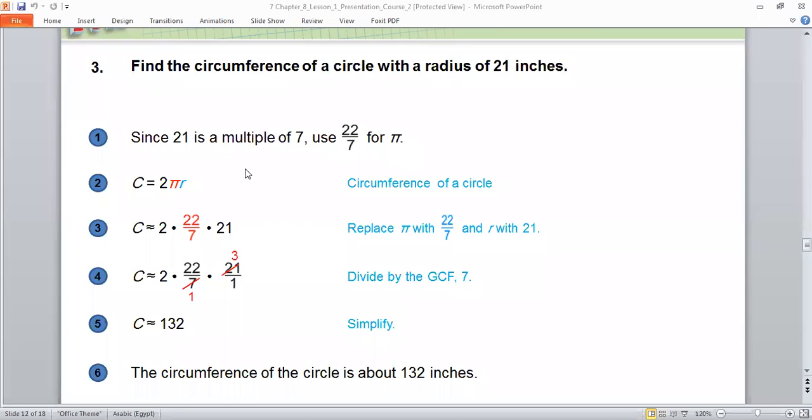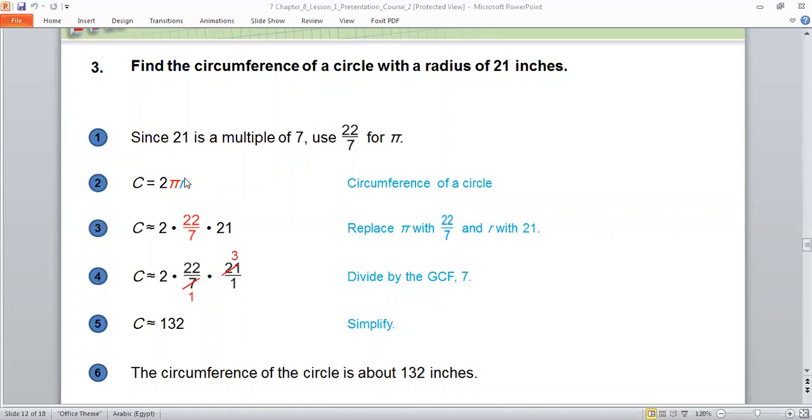Okay. Look with me. We will use this formula in step number 2. Circumference is equal to what, Turki? 2 π r. Circumference is equal to 2 π r. We will bring 2 as it is, and we will substitute π by 22 over 7. We will remove π and put 22 over 7.